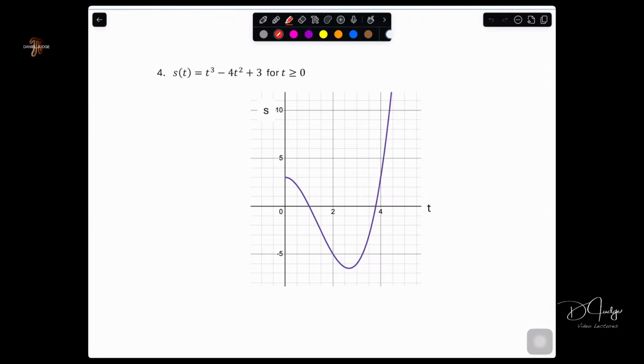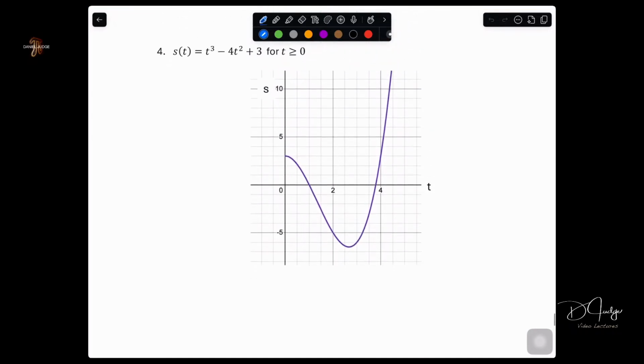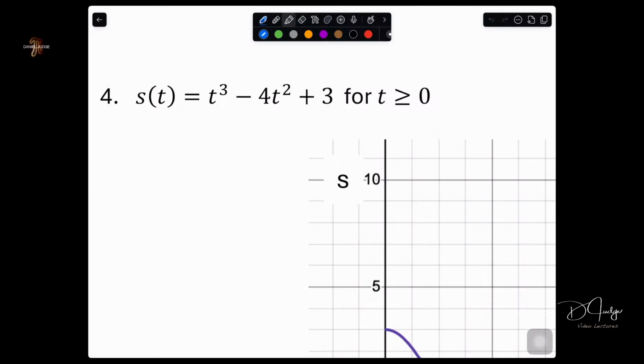Okay, we're going to look at question number 4 now. We're going to find the velocity function given the position function. So our position function here is t cubed minus 4t squared plus 3, and the time is greater than or equal to 0.